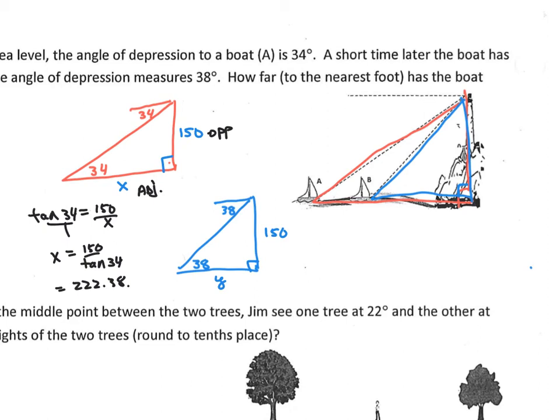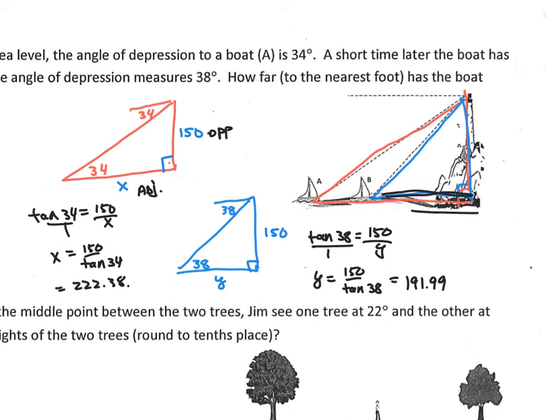But then the second problem is going to be tangent of 38 is 150 over y. So then y will be 150 divided by tangent of 38, which is 191.99. So that's the distance from here to here.